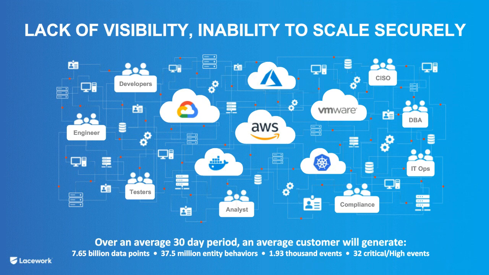From that 7.65 billion pieces of data, we then boil that down to 37.5 million entity behaviors. Now just think of that as what an independent processor or user might be doing. The other way that you can look at this is over this 30-day period, via an automated fashion using our machine learning, we automatically built 37.5 million rules. This is the size of a rule set that you would need to find new activities, or as we like to say, anomalies within your environment. From those 37.5 million entity behaviors, we then boil that down even further to 1.93 thousand events. And these are just things of interest that have happened that we automatically correlated for you.